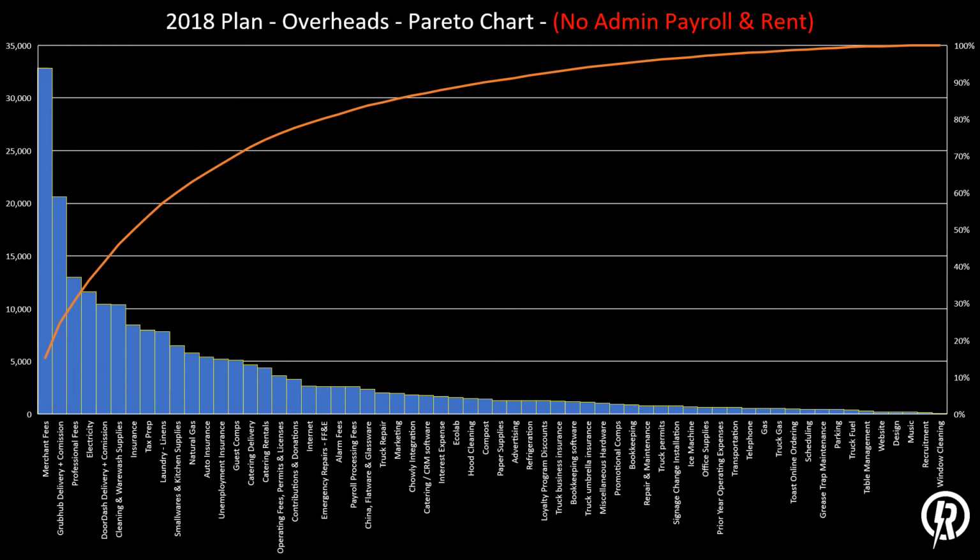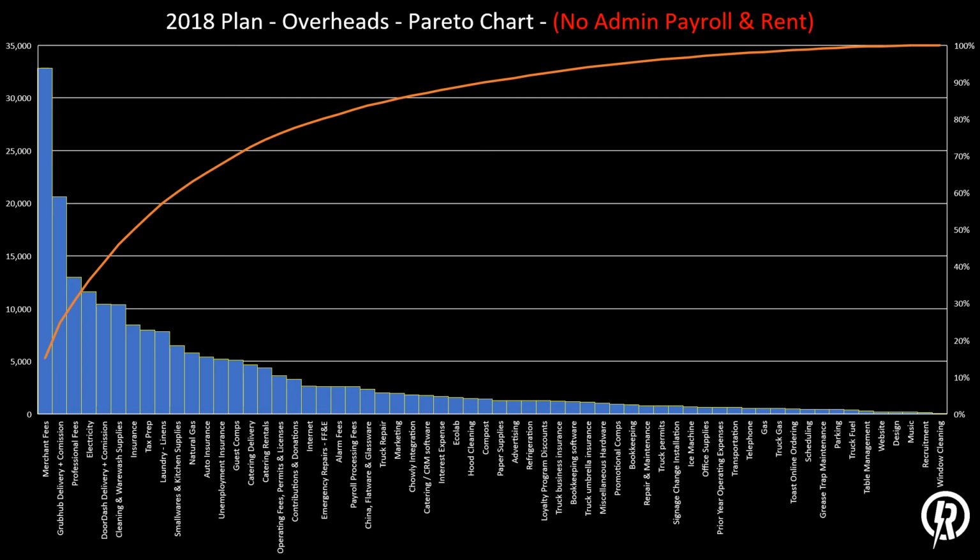So now, without admin and payroll, here's our new Pareto chart. Over here on the right-hand side is the total percentage. What we see is that with this line right here, we're going to hit that 80% mark around right here. That means that 80% of our overhead expense is contained in these items right over here, which is roughly about 20% of the things that you're seeing on the chart here. Oh my God, this guy Pareto was totally right.